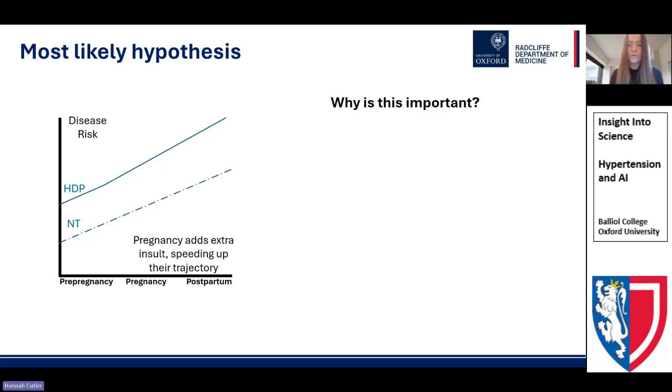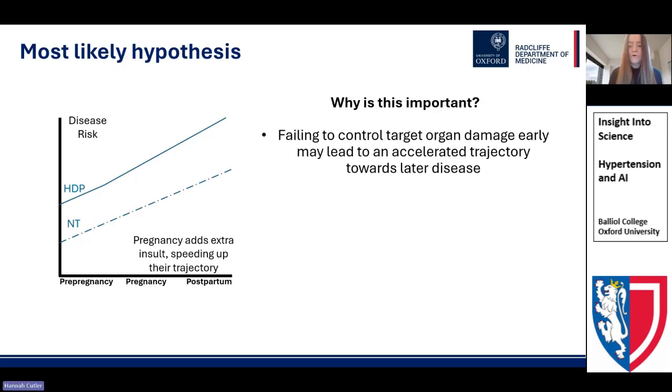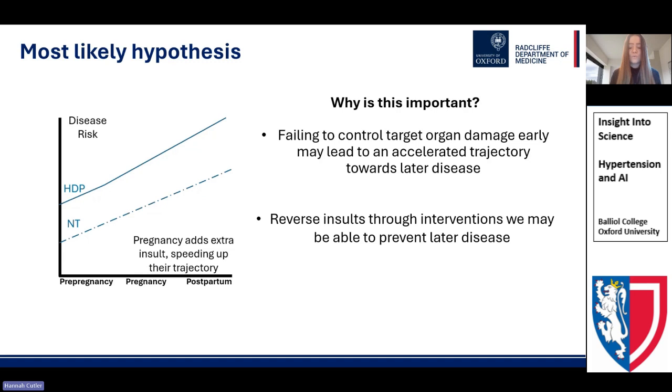And why is it important to know this trajectory? Well, if we fail to control target organ damage early, it may lead to an accelerated trajectory towards disease. And so we can try and reverse the insults through interventions early, and then we can prevent that later disease, and therefore reduce the overall disease burden, reduce the burden on the NHS, and reduce the hospital stay that these women have to have.